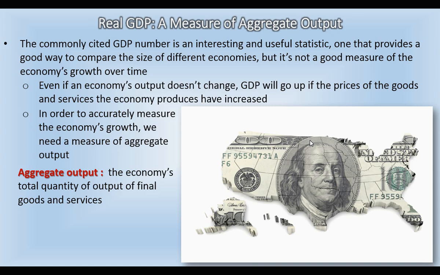Aggregate output is the economy's total quantity of output of final goods and services. The measure that is used for this purpose is known as real GDP. Whenever you see the word real in this class, it's always going to imply that we are adjusting for changes in the price level of the economy.